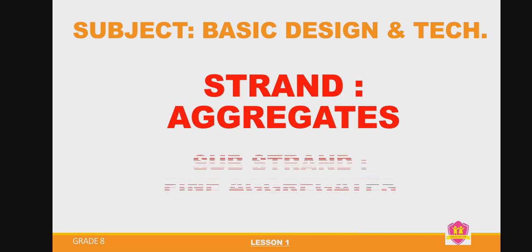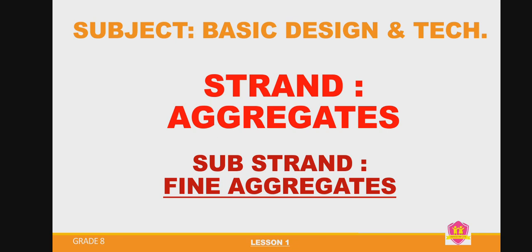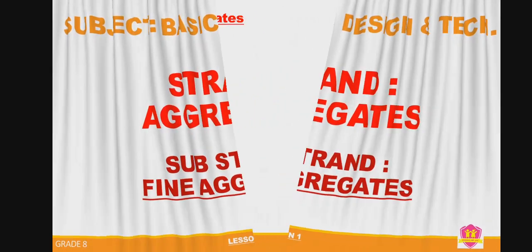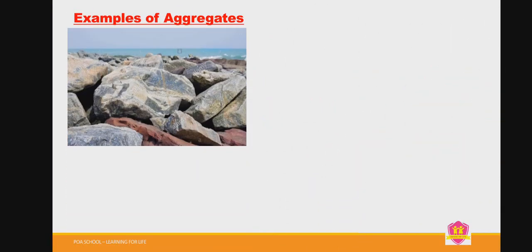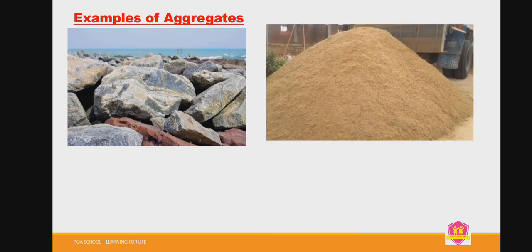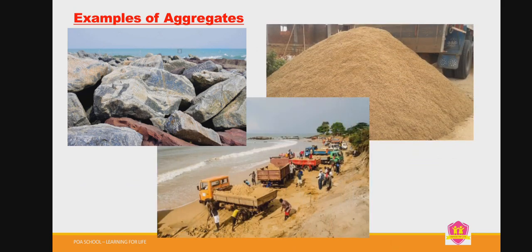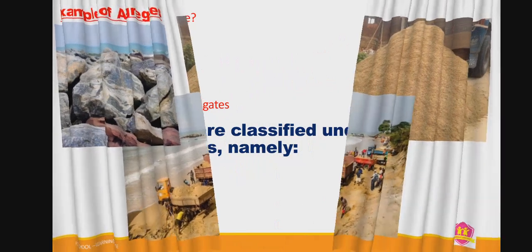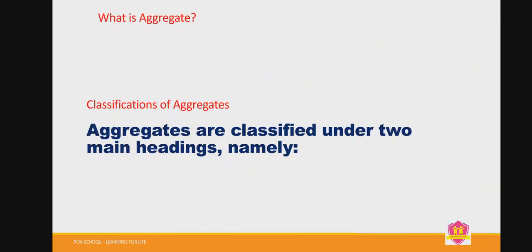The subtopic for this very strand is fine aggregate. So let's have a clear look at some of these building materials, which are mostly used when someone wants to put up a building. All these are pictures of materials which are put together when constructing a house or a building, a domestic warehouse, or any sort of apartment. So let's find out what an aggregate is.